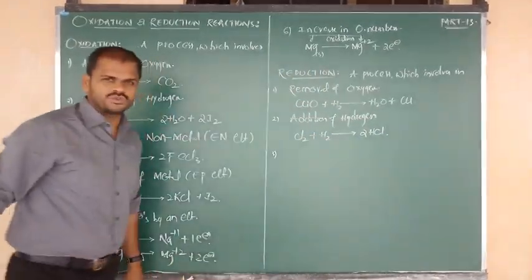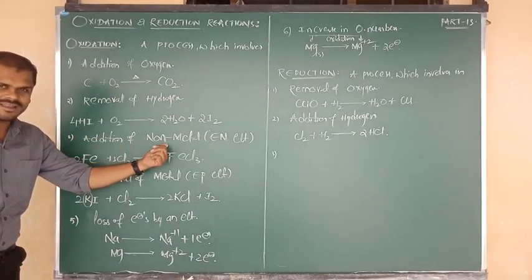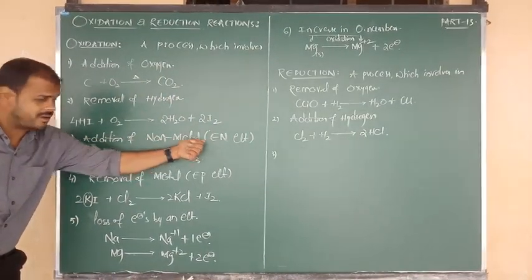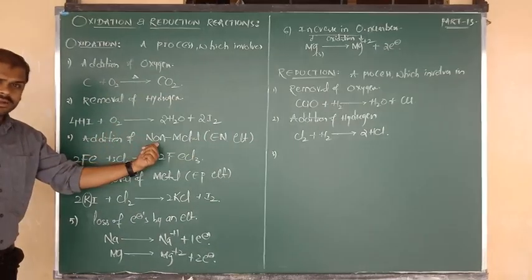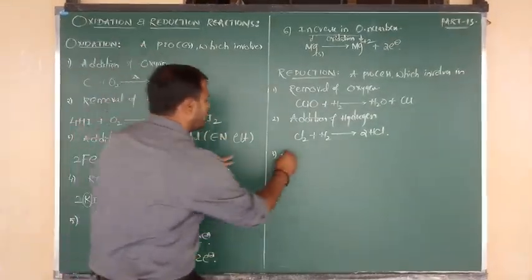I am going to tell you the third definition. What is the third definition here? For oxidation it was addition of non-metal, meaning addition of an electronegative element. Here it is the reverse: the third definition for reduction is removal of non-metal.